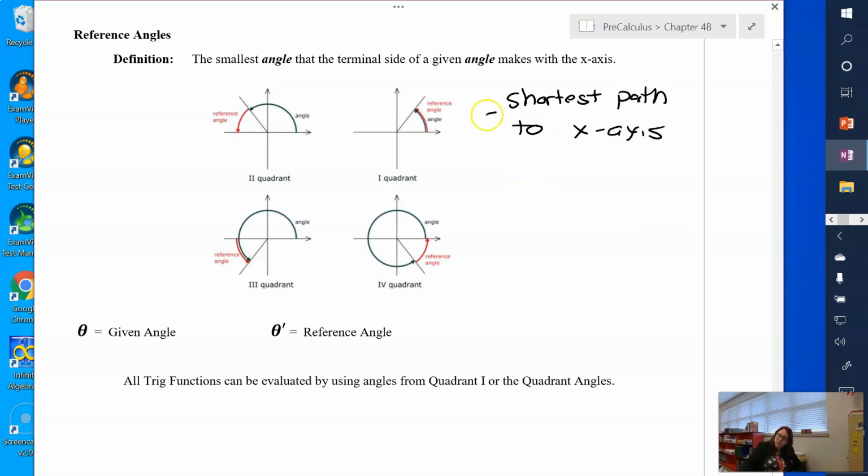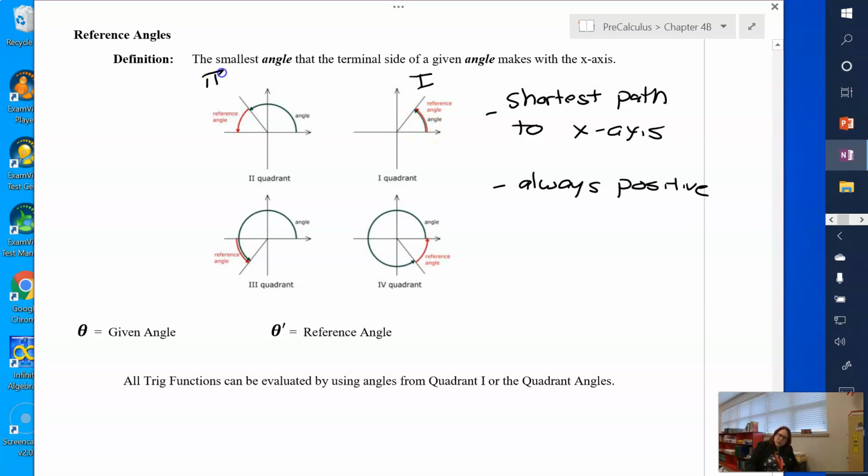And these are always going to be positive. All right, so if it's in quadrant 1, right here, the reference angle and the angle are actually the same because that's the shortest distance to the x-axis.